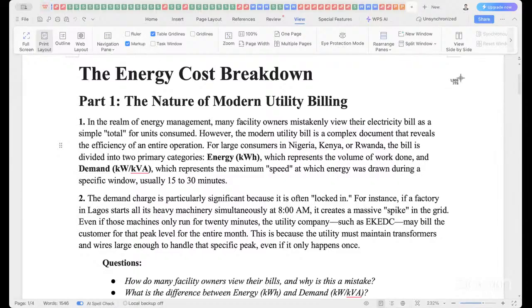What is the mistake with that type of billing system? Did we get the question? What is the mistake with that type of billing system? You have an area, band A. In that area, okay, let's listen to Solomon.